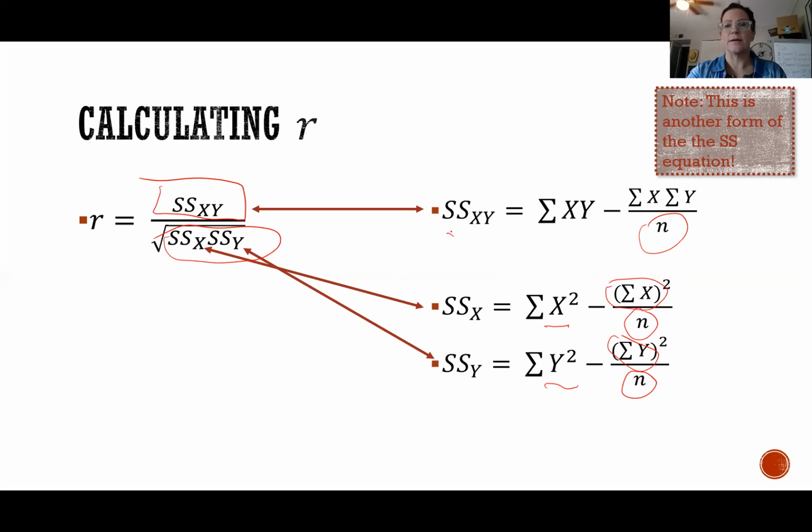That sums of squares XY is literally just another form of the sums of squares equation. It's just a different way of calculating sums of squares. It's basically the sums of squares of the product. So X times Y is the product.